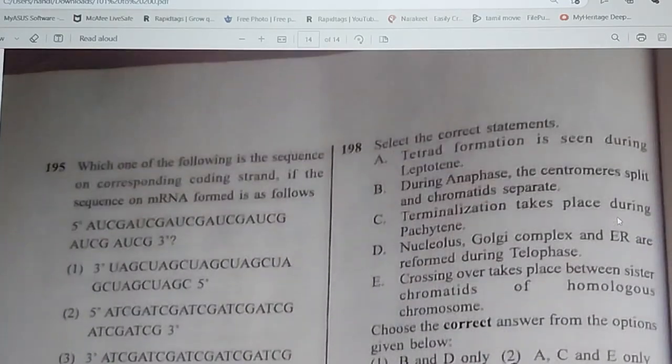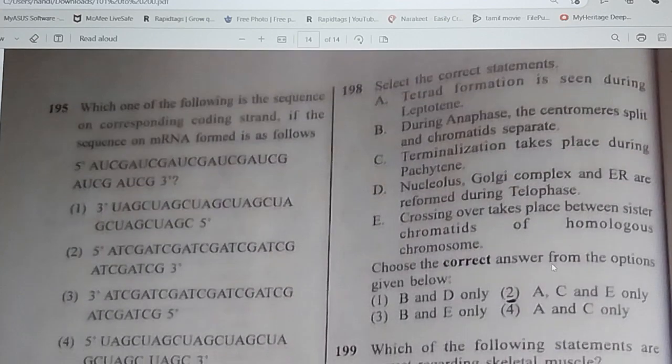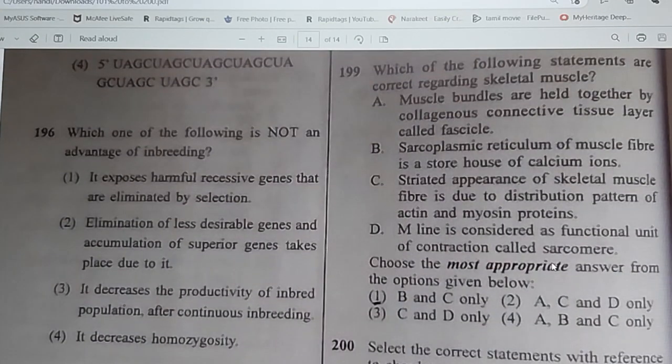198. Select the correct statement. So during anaphase, centromere splits and chromatids separate, which is very correct. And D, nucleolus, Golgi complex and ER are formed during telophase. Answer is 1. B and D are correct statements. 199. Which of the following statements are correct regarding skeletal muscle? Which is option A. B and C only. So sarcoplasmic reticulum has calcium ions, and striated appearance of skeletal muscle is due to actin and myosin protein.